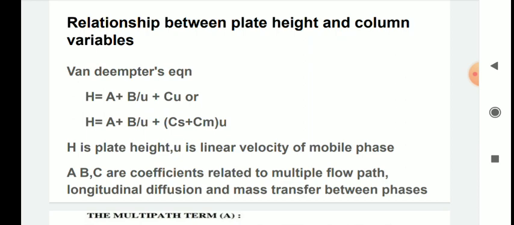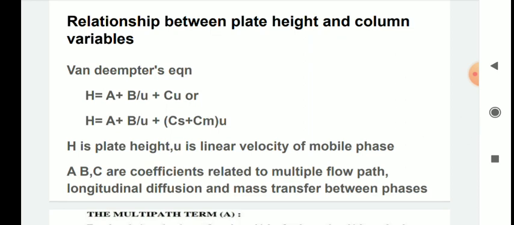H is the plate height of each plate of the column, and u is the velocity of the mobile phase, the operating velocity of the mobile phase. Now these constants A, B and C are coefficients related to multiple flow path, longitudinal diffusion and mass transfer between phases. Now we'll see one by one what are these A, B and C.